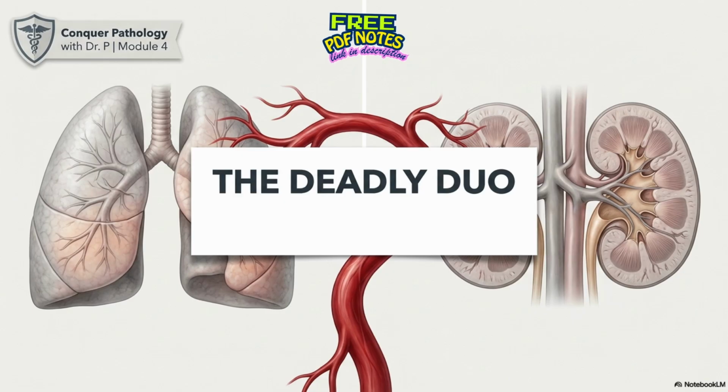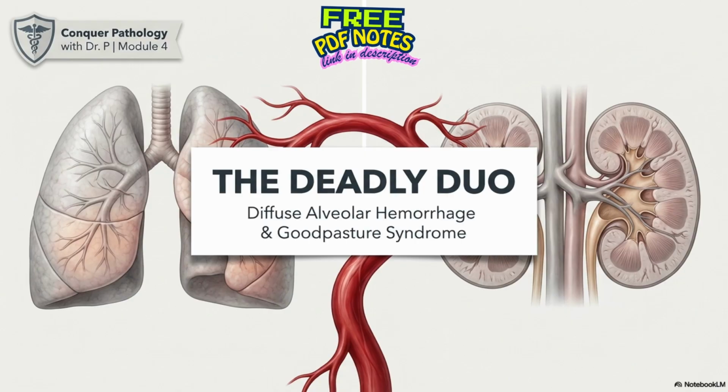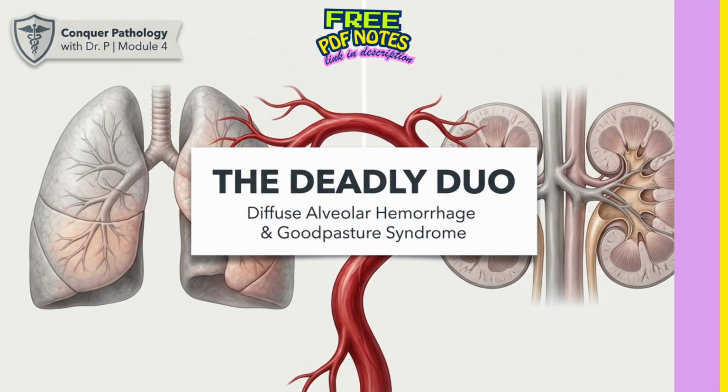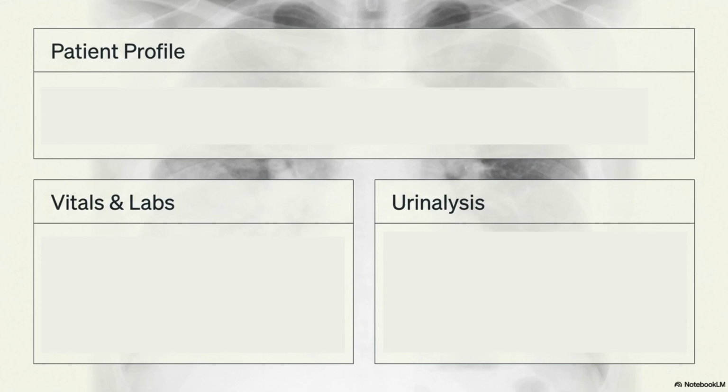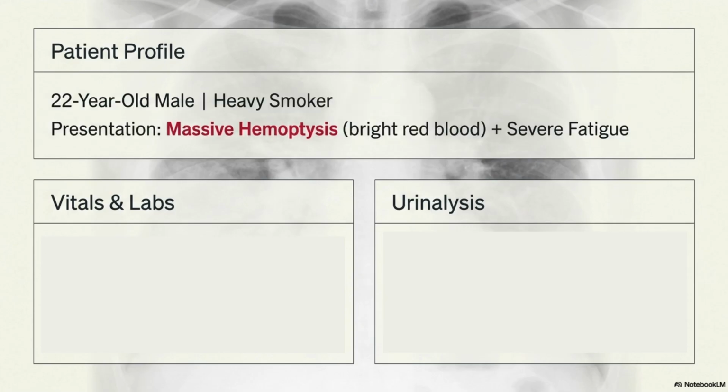Next, we are looking at what I call the deadly duo, diffuse alveolar hemorrhage and Goodpasture syndrome. Let's get right into it. We will start with a clinical case. Here's a patient profile, a 22-year-old male who is a heavy smoker. His primary presentation is massive hemoptysis, meaning he is coughing up bright red blood, combined with severe fatigue.